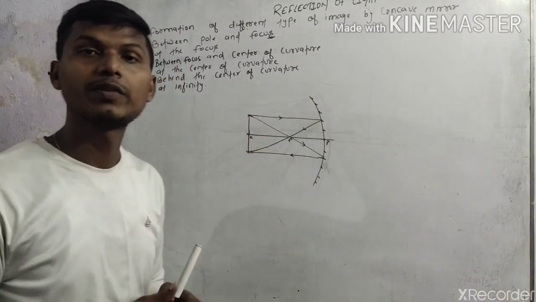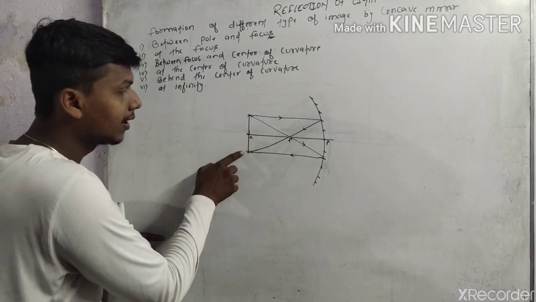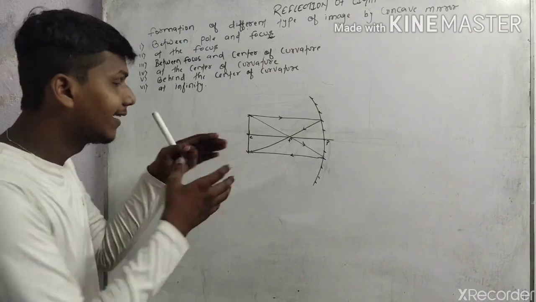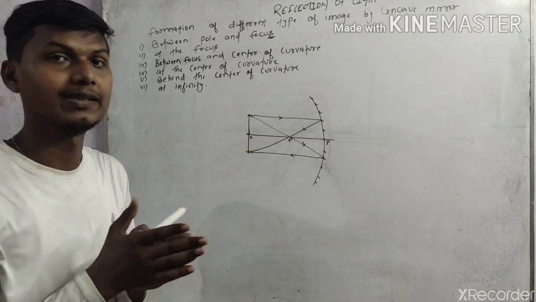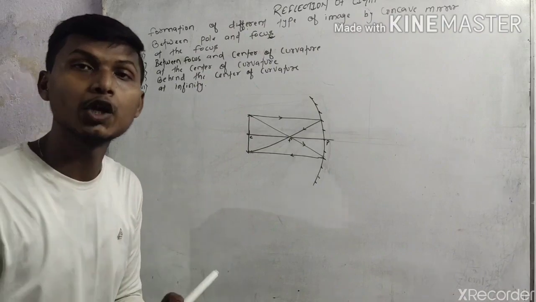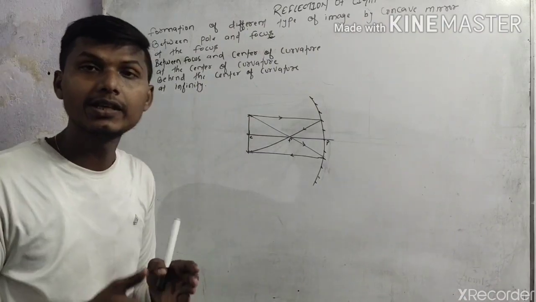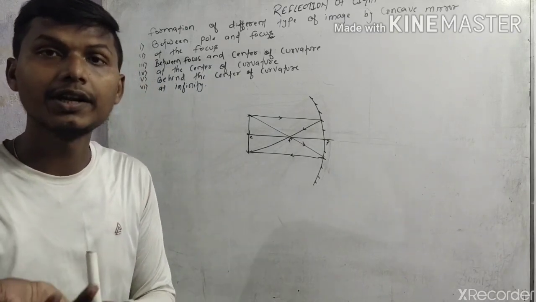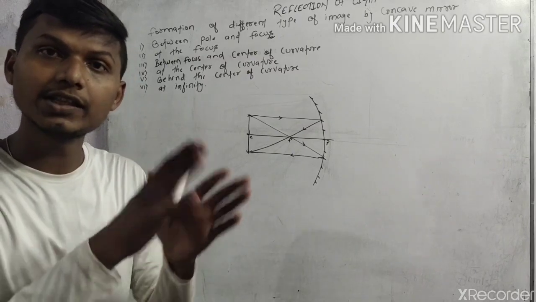So what is the nature of the image? Can you guess? The nature of the image will be real and inverted. What is the size of the image? It is the same as the object. And what is the place? The place is just below the center of curvature, or on the center of curvature. So in the fourth case, we learned that the nature of the image is real and inverted, it is formed on the center of curvature, and the size of the image is the same as the object.